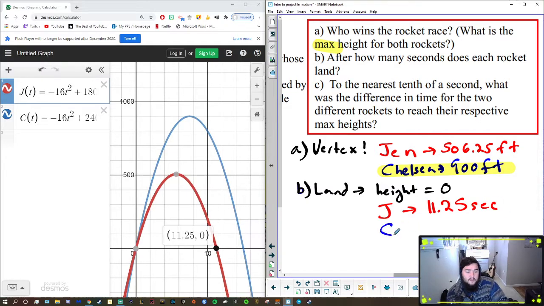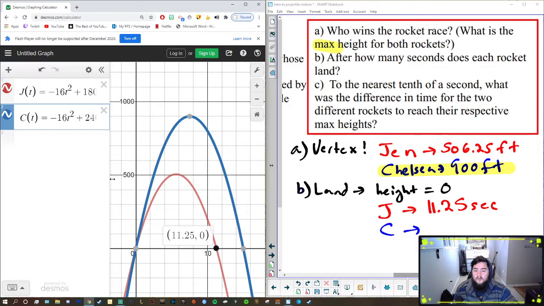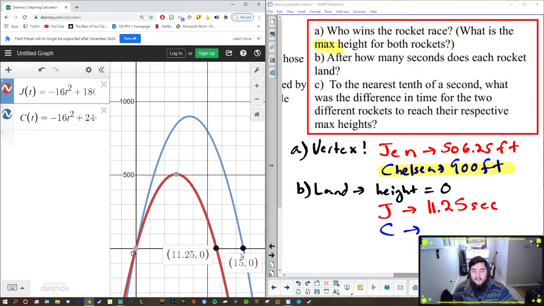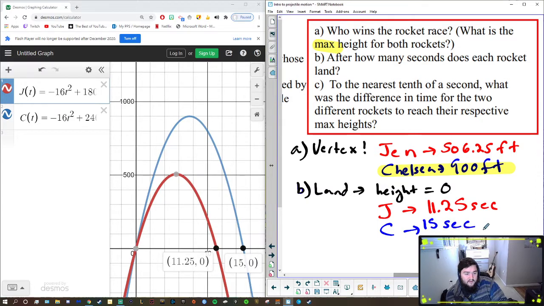If we go look at Chelsea, we're going to click on our blue graph. She starts at 0, goes all the way up to 900 feet, and then begins to fall. She doesn't hit the ground until 15 seconds after the launch. So Chelsea, she was in the air for 15 seconds.